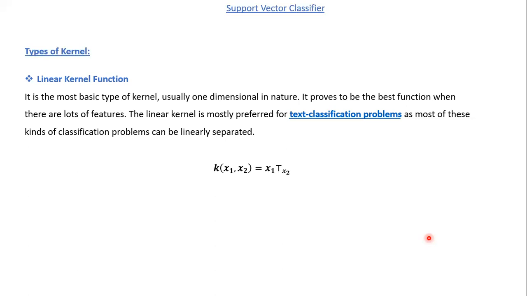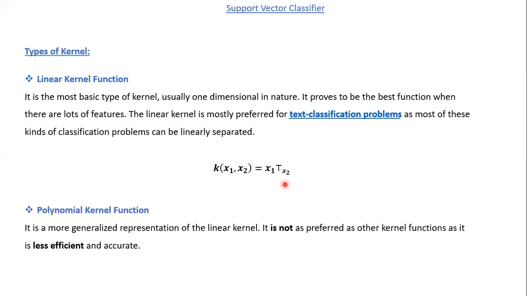The equation for this is K of x1 and x2 is equal to x1 transpose x2. So moving on next, the polynomial kernel function. It is a more generalized representation of the linear kernel.